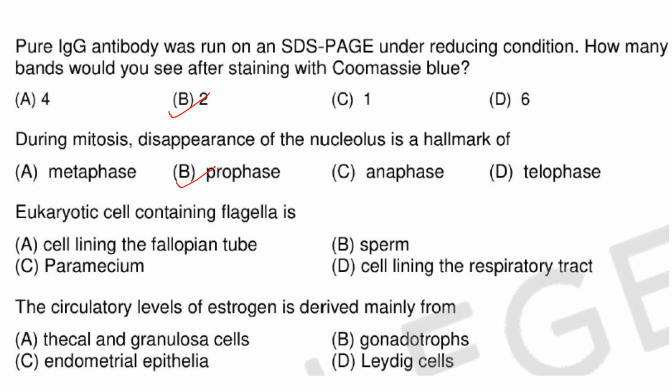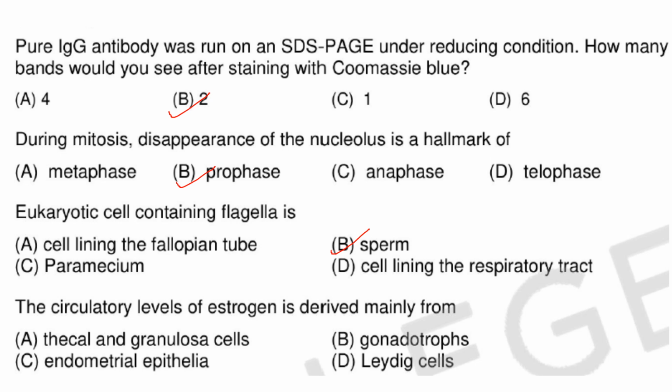Next one. Eukaryotic cell containing flagella is cell lining the fallopian tube. It is of cilia, not flagella. Paramecium is also having cilia. Cells lining respiratory tract also has cilia. Sperm is having flagella so that it can move through the fluid and reach the egg.